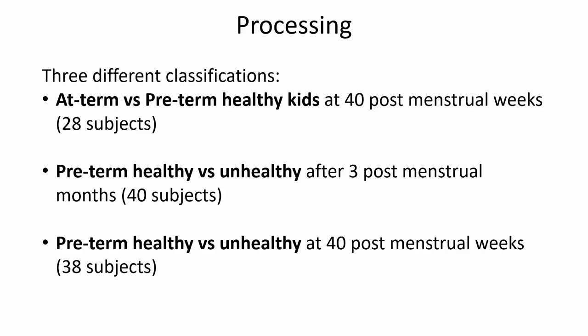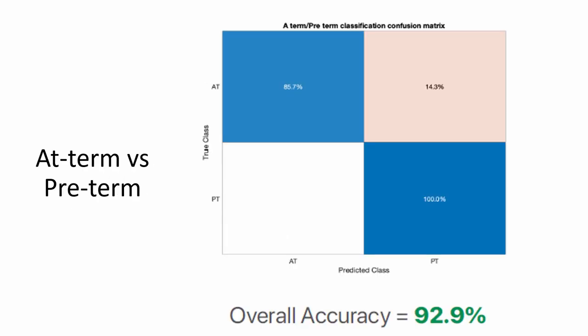And we want to understand if this class is clearly noticeable, let's say, if we can separate this class by using the parameters that we extract. And these are the results. We had an accuracy of almost 93% in term versus preterm classification. So it's a pretty good accuracy.